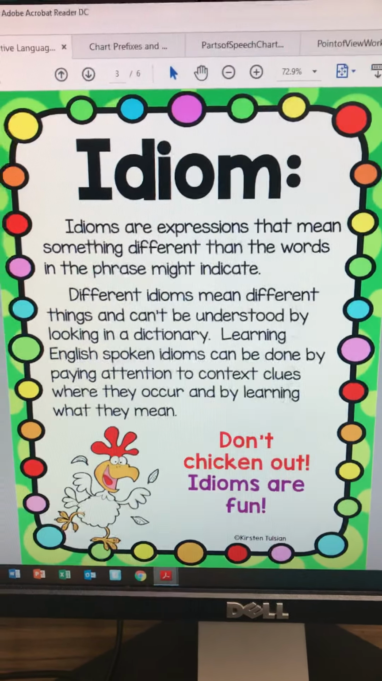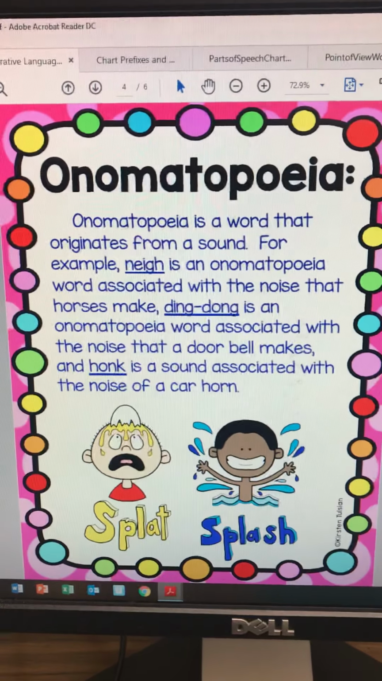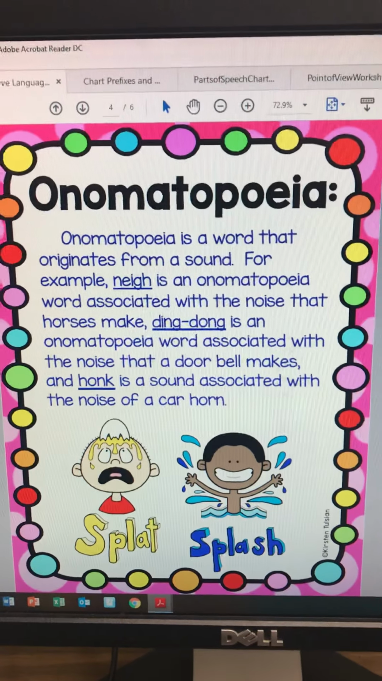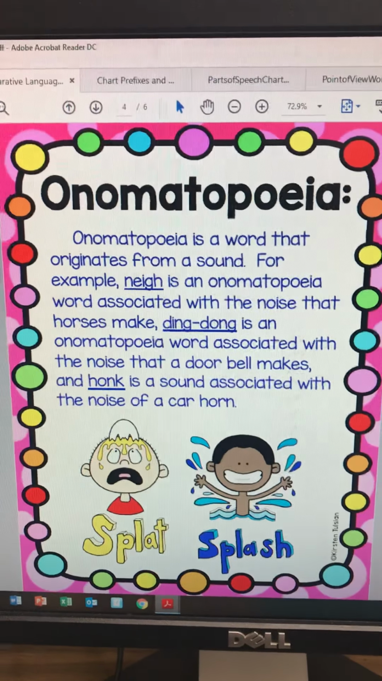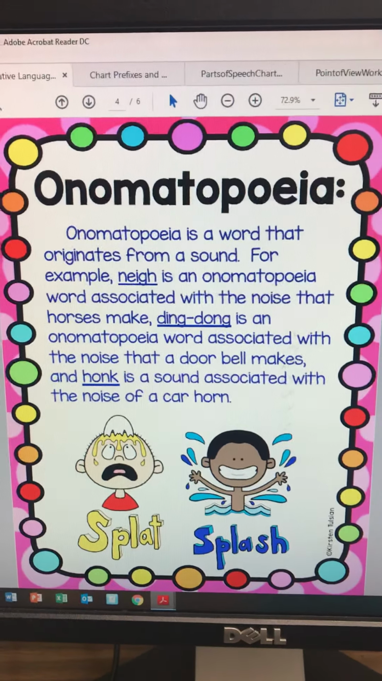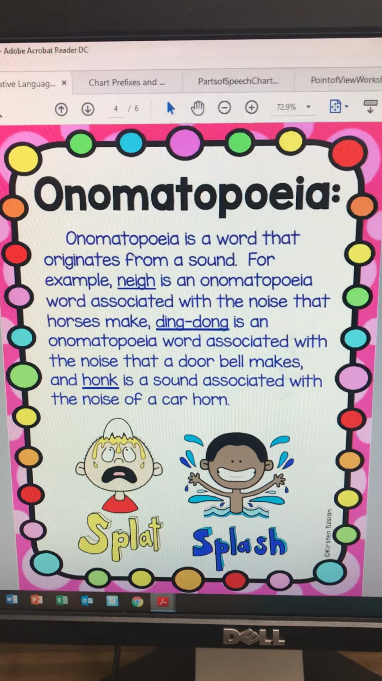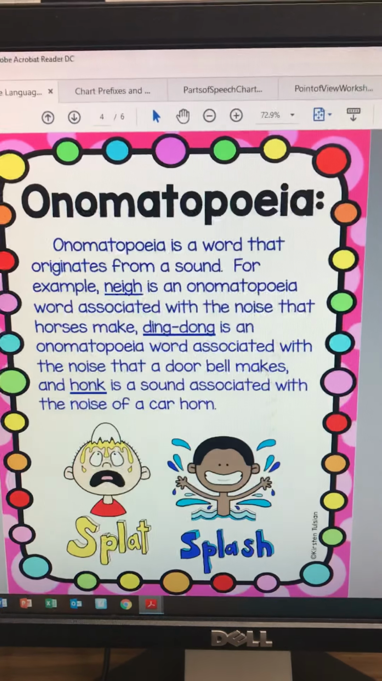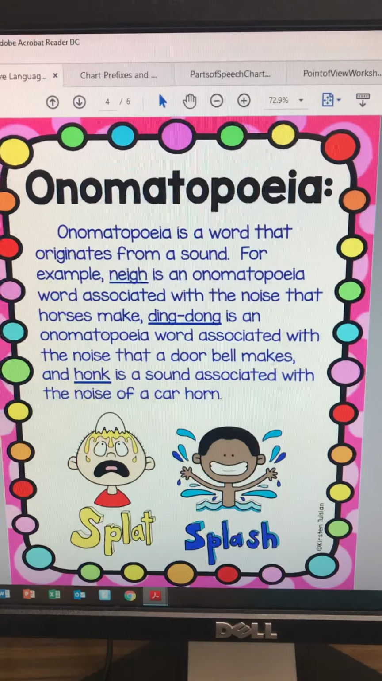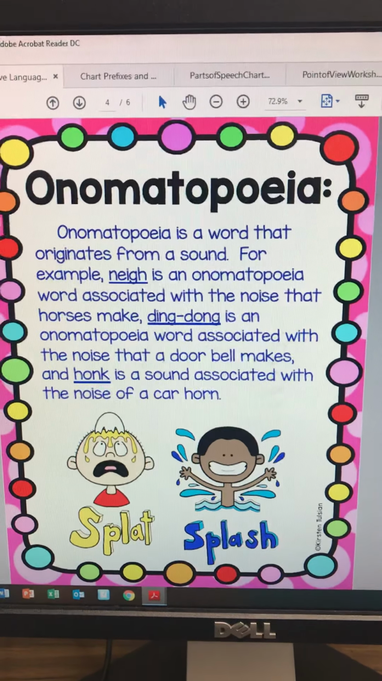Okay, next one. This is a fun one and kids love this word. It's onomatopoeia. Okay, onomatopoeia. It's a word that originates from a sound. So any of those words that are really sounds like buzz, snap, ding dong, those are all onomatopoeia words, and it's a fun word to say in itself.